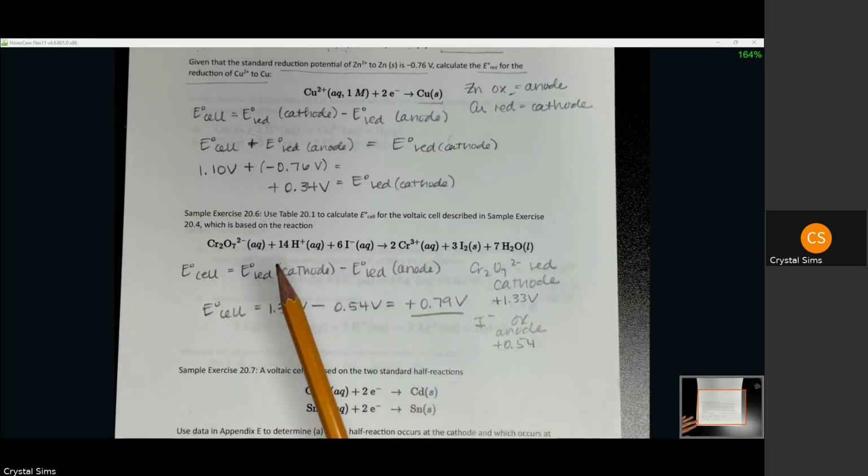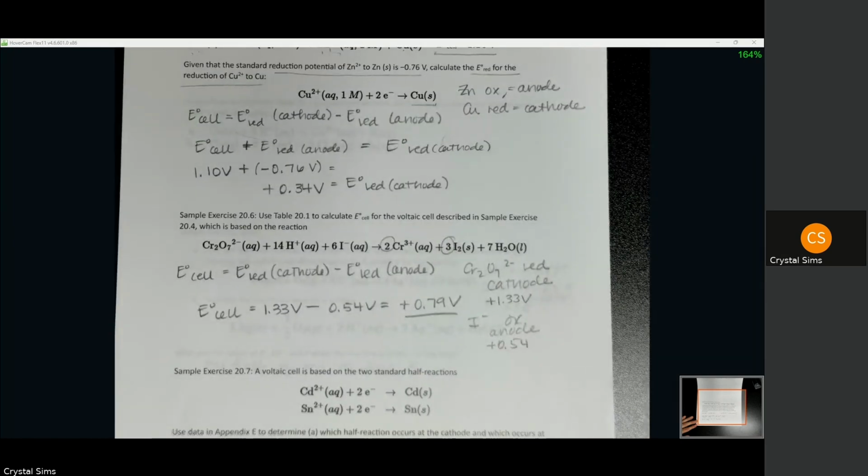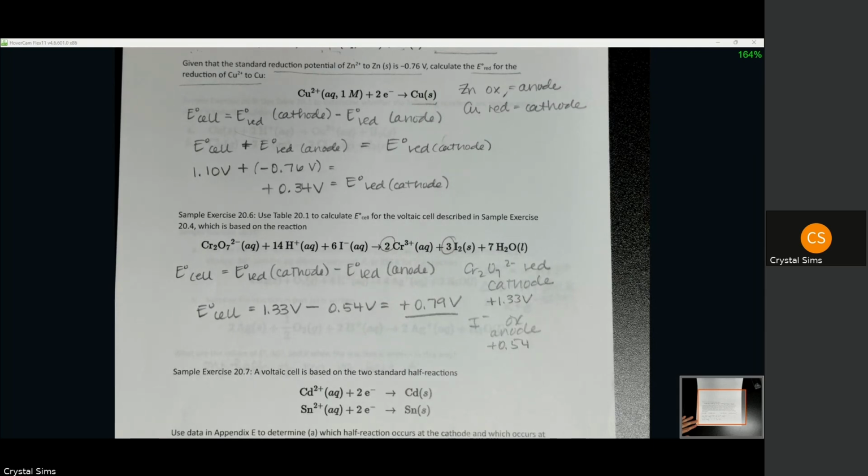Now, one thing I want you to pay attention to here is when we have the reduction of the chromate and the oxidation of the iodine, you'll notice that we have some coefficients here. The coefficients are important when we're balancing atoms, when we're balancing total charge, but we do not use coefficients when calculating our standard cell potential. There are no coefficients. We don't multiply by anything. We just strictly go based on our standard values from table 20.1. So just watch out for that.